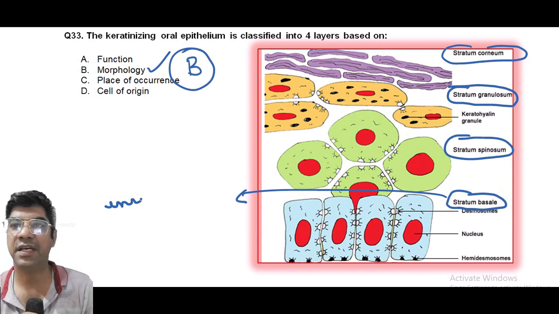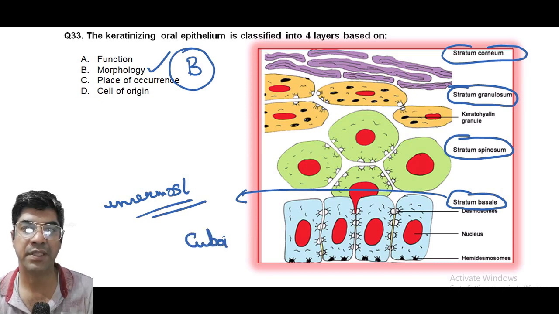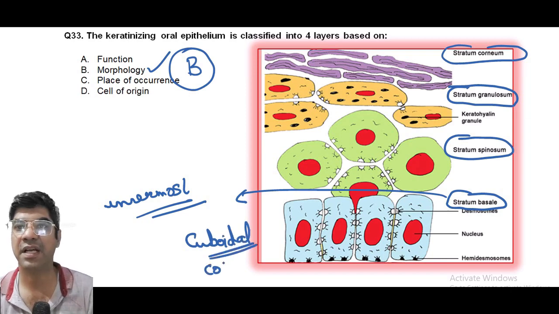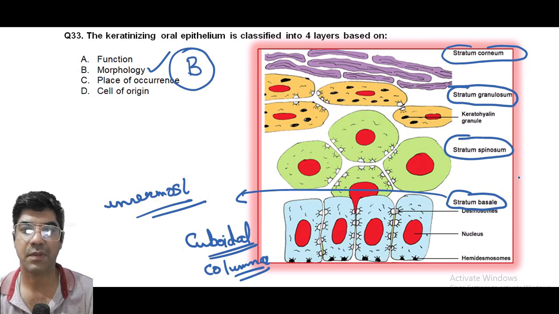So basal, remember, it is the innermost layer of the keratinizing oral epithelium. It is also known as the basal layer. The cells here are cuboidal or columnar in shape and are actively dividing cells. So they serve as the source of new cells for the layer above.